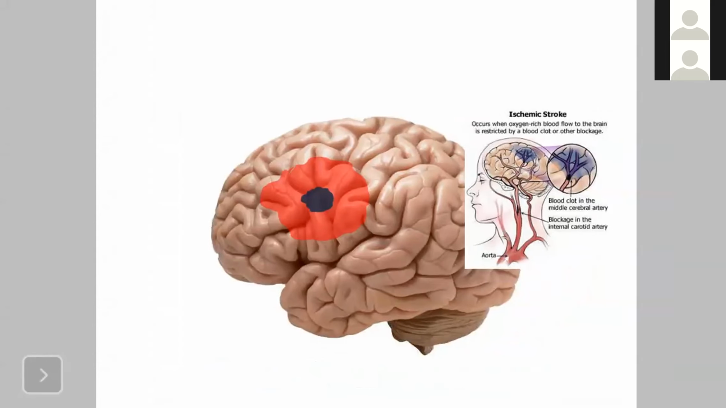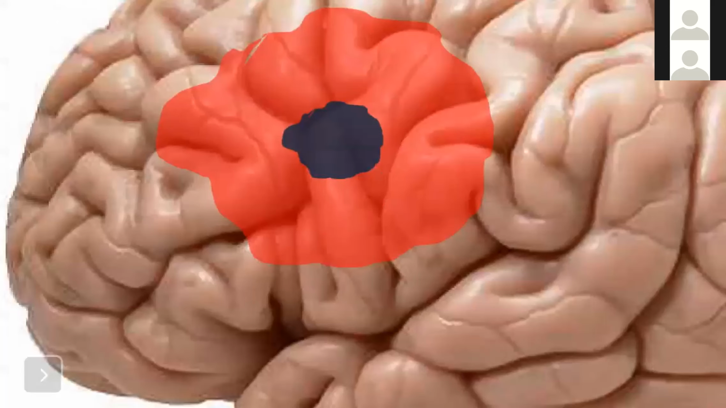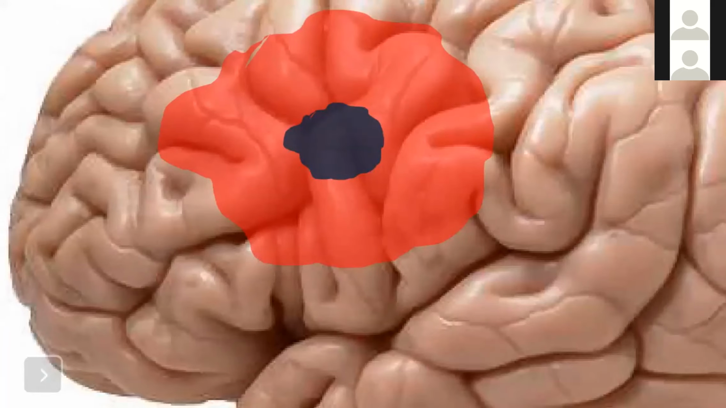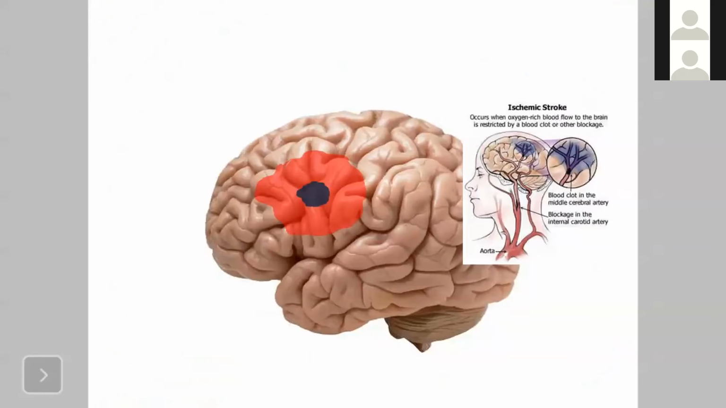The area surrounding this damaged area, the cells in this red area, are unconscious. The dead tissue cannot be revived, but this unconscious tissue can be revived. And this red area is the penumbra. The blue area is lost and cannot be recovered, and the penumbra is recoverable.